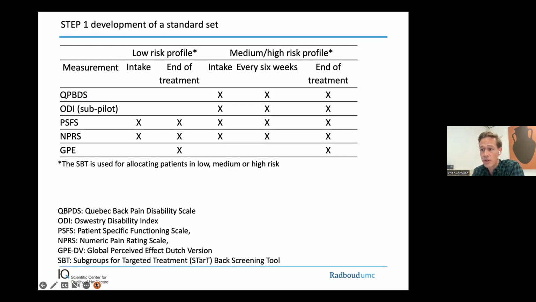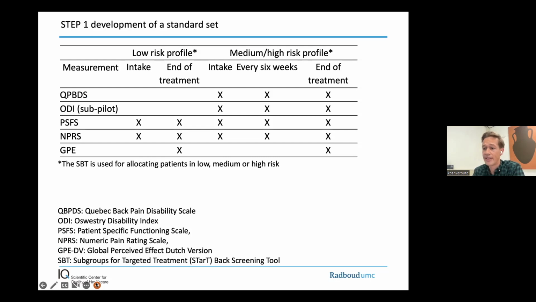And lastly, we also included the StartBack screening tool that allocates patients in subgroups based on psychosocial factors, and that also gives insight into the expected persistent low back pain of those subgroups.